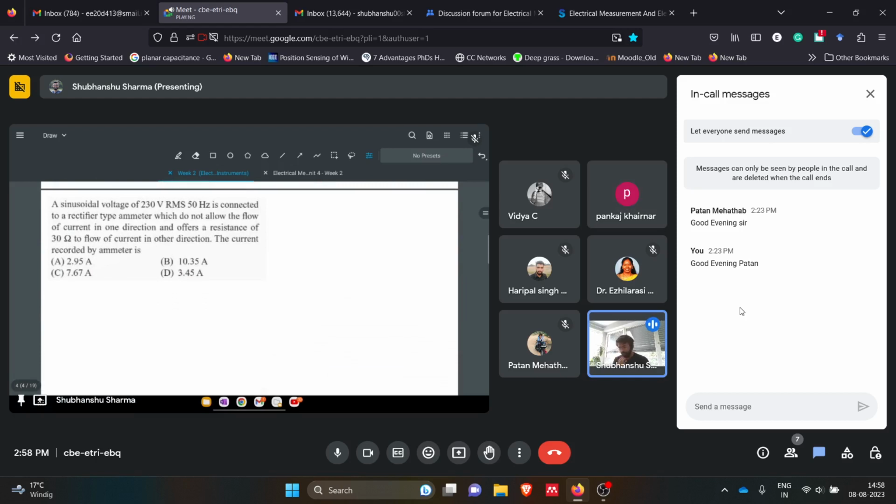So now the next question is: a sinusoidal voltage of 230 volt RMS, 50 hertz, is connected to a rectifier type ammeter which does not allow the flow of current in one direction and offers a resistance of 30 ohm to the flow of current in the other direction. So just read the question properly, take your time and solve this. I will draw the diagram for this, so how this thing looks.